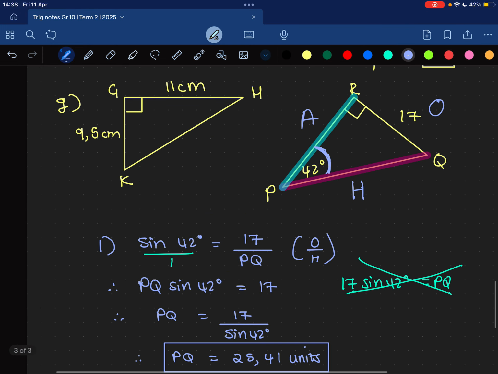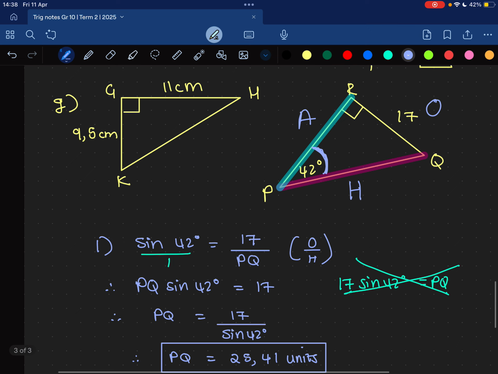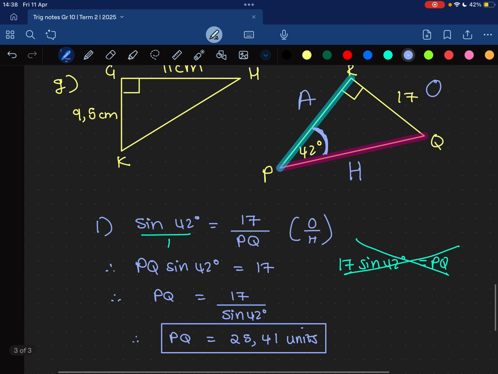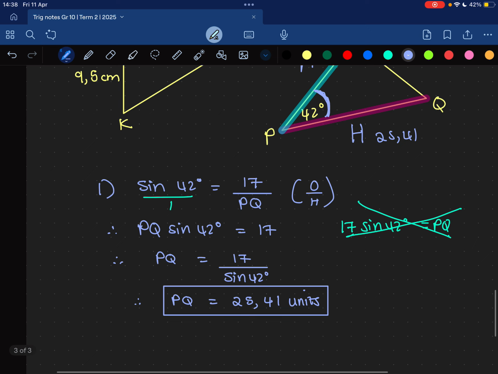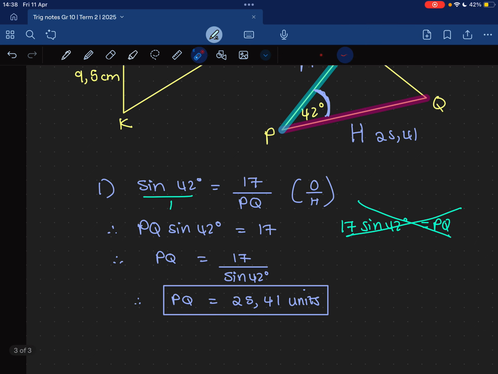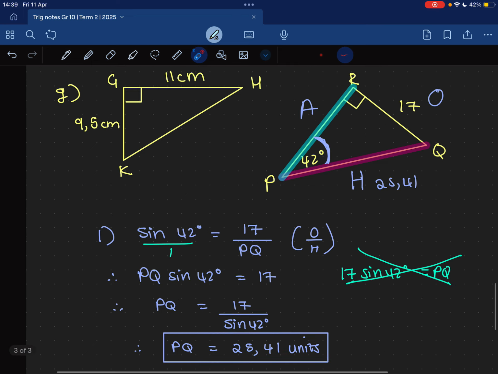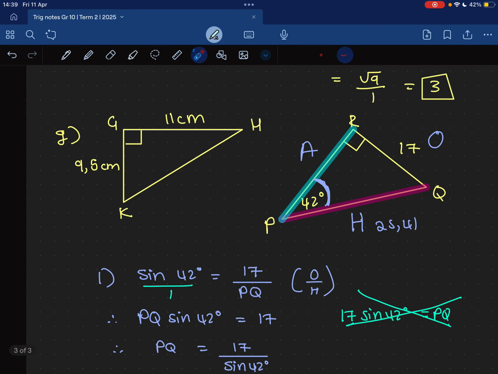Okay, then they said they wanted you to find PR. So you can find PR now that you have the hypotenuse, right? It's 25.41. You can use Pythag if you want to, but be careful because you have to use the unrounded answers. So that's 25.40610135.